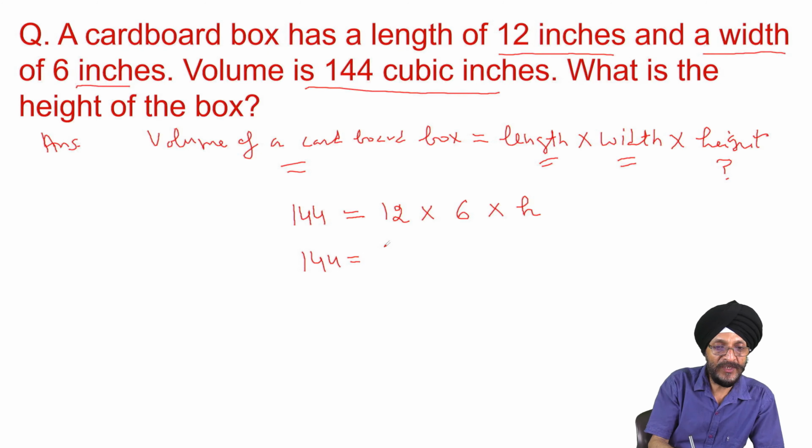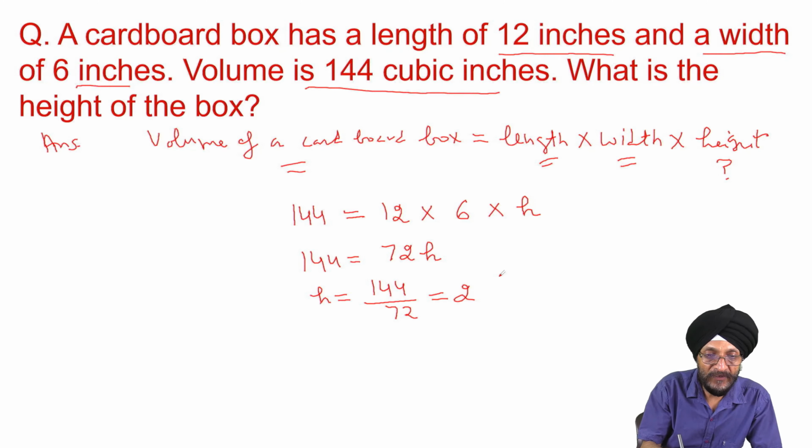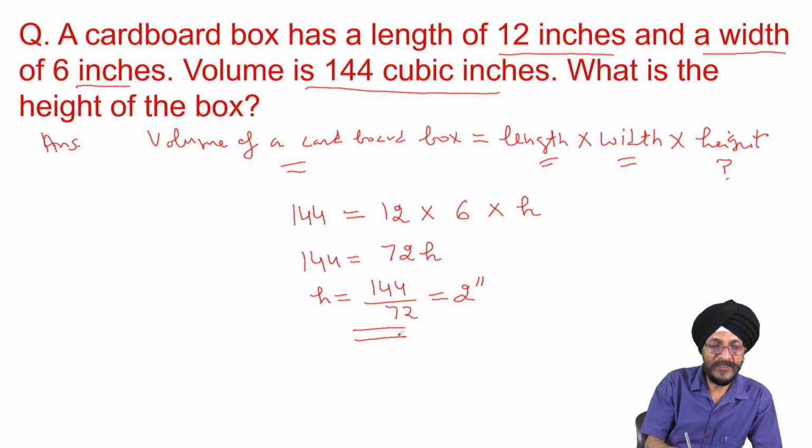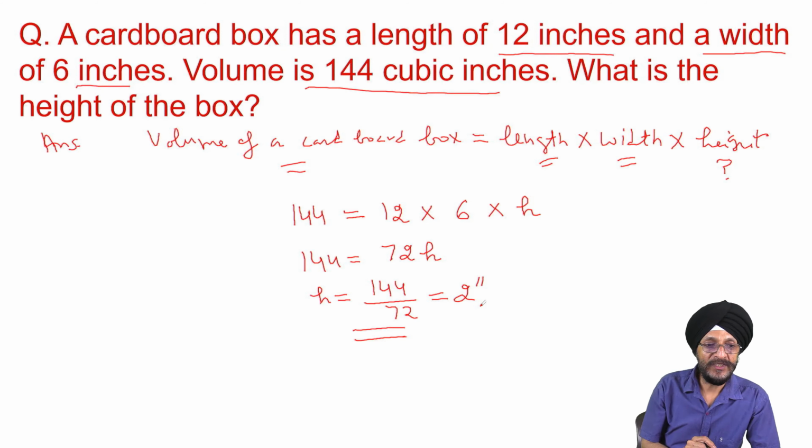144 is equal to 12 multiplied by 6, which is 72, times h. So height is 144 divided by 72. So we have height is equal to 2 inches. This is the answer before us. The height of the box is only 2 inches.